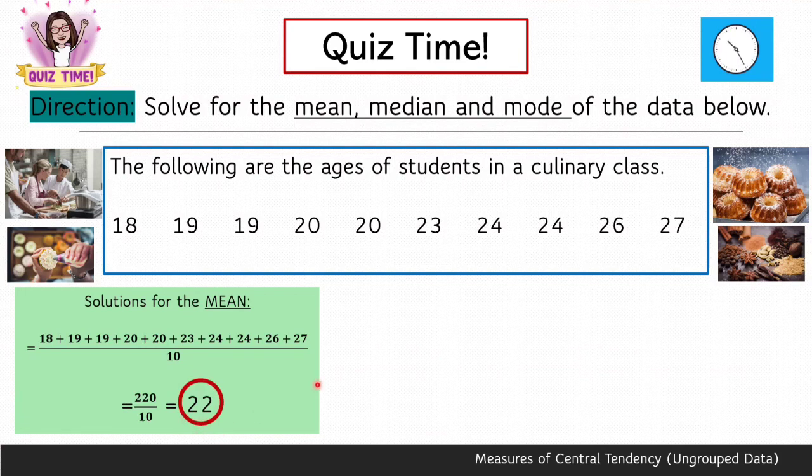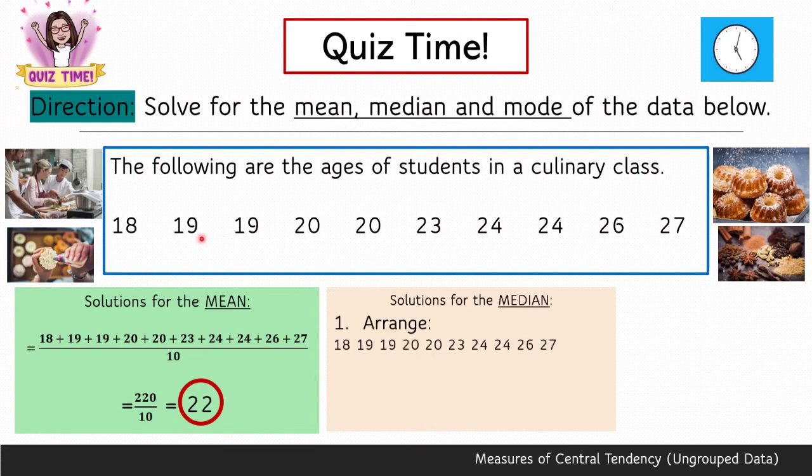Very good. Now for the median, we have to first arrange in increasing order, but actually the data is already arranged in increasing order. So we just copied it. And then we have to determine now the position, the center, the middle number by using the formula n plus 1 divided by 2. So n is 10, the number of scores, plus 1, that would be 11, divided by 2 is 5.5. So the number in between the 5th and 6th position. So let's count. First, second, third, fourth, fifth, sixth. So it falls on these numbers.